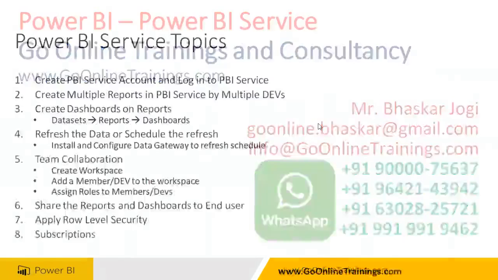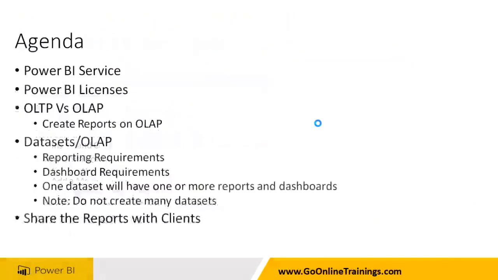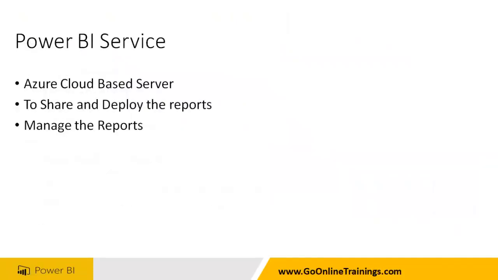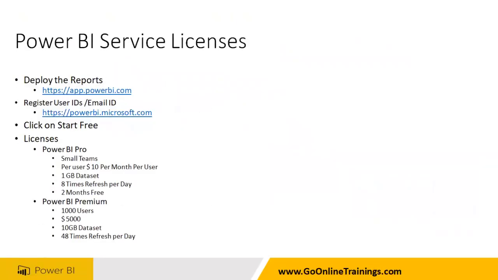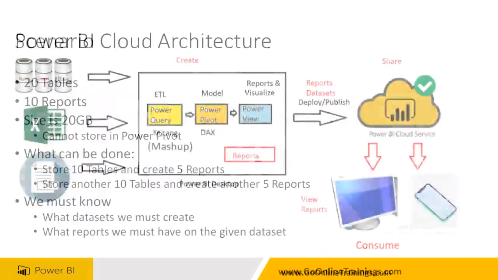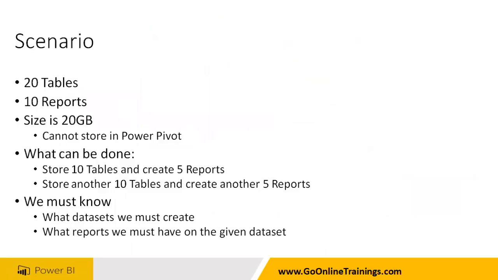So yesterday we spoke about how to create, or what you need to perform the data set creation, right? The scenario we were talking about is when you have 20 tables and the total size after compression is 20 GB. This cannot be accommodated in your Power BI Desktop or Power Pivot, or in the RAM of your Power BI. So what can be done? Store 10 tables and create some 5 to 6 reports, and store another 10 tables and create another 5 reports. This is what we're going to be doing.